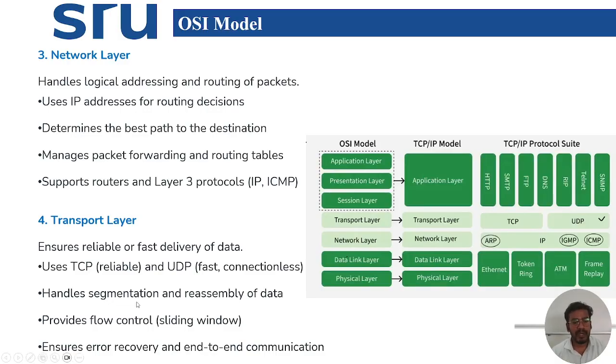It handles the segmentation and reliability of data. It provides flow control with sliding windows. The flow control of data is also important for sharing data quickly: we need to control the flow by splitting the data from a big size, and based on the priority of the data. So it ensures error recovery and end-to-end communication.